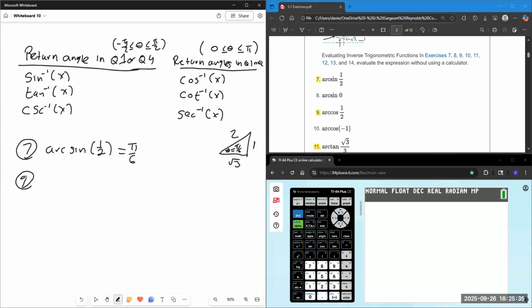Number 9, arccosine of 1/2. So cosine is 1/2. Very similar triangle, but a little different. We have theta, we have 1, we have 2. So now this is the 30-degree angle, so this is the 60-degree angle. So that's pi over 3.